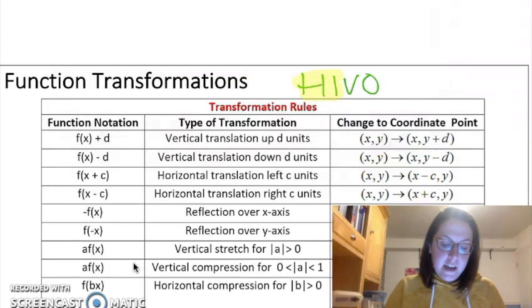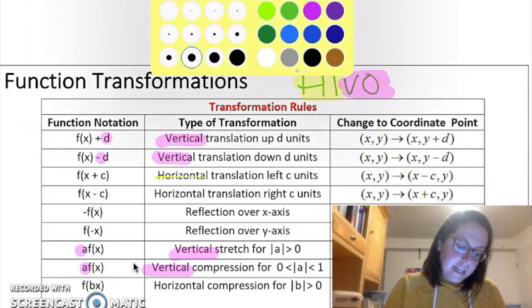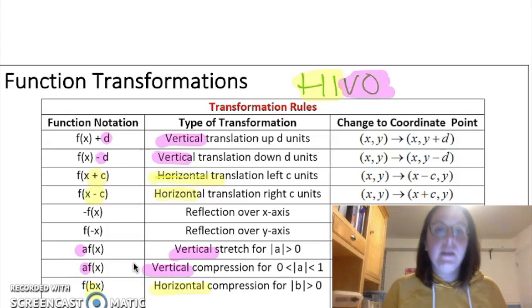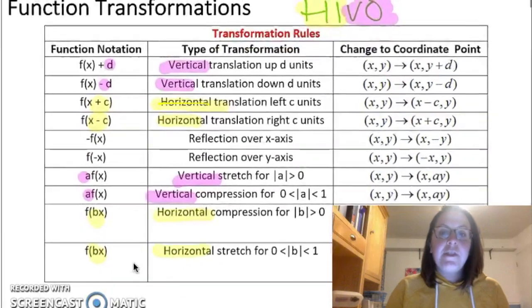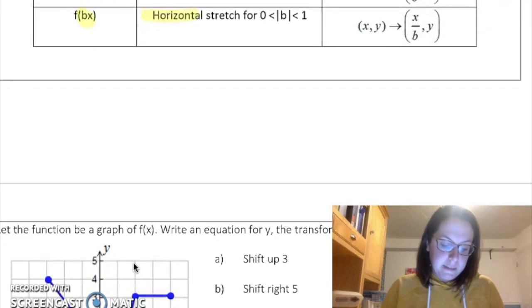Versus if I have a vertical change, that will be on the outside. Anytime you see the word vertical, notice that it's happening outside of the f of x. Whereas anytime I see horizontal, it's happening inside the f of x, inside your parentheses. Now remember, vertical changes are direct, what you think they should be. Horizontal changes are the opposite. If these aren't super familiar to you, pause the video and see what you remember. But let's look at some examples.